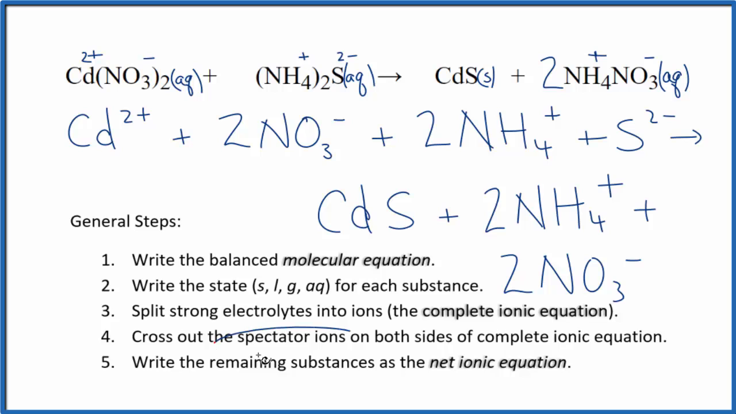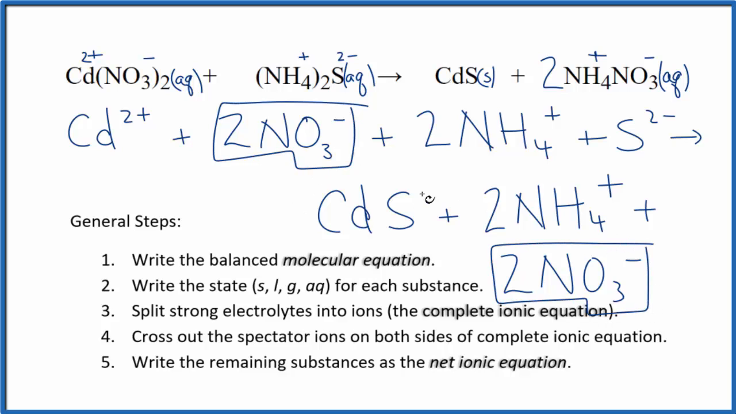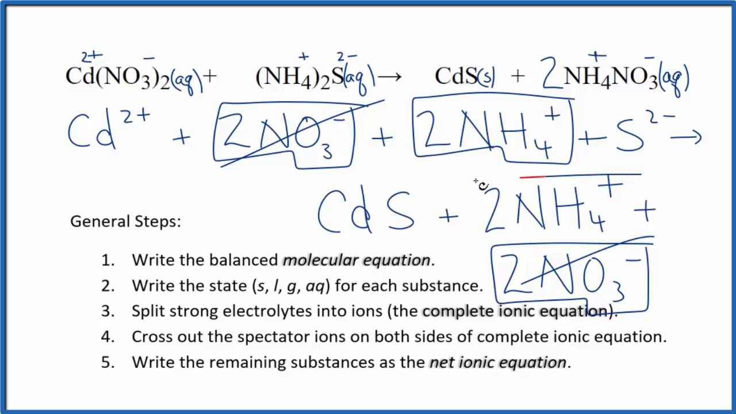Now we get to cross out the spectator ions. They're on both sides. In the reactants, I have 2 nitrates here. In the products, I also have 2 nitrates. So these are spectator ions. We cross them out. Reactants, 2 ammonium ions, and in the products, 2 ammonium ions. Cross them out. What's left, that's the net ionic equation for Cd(NO3)2 plus (NH4)2S.